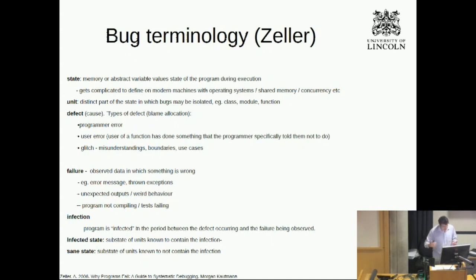And this is based on the concept of units. We can build that hierarchy of units and say which parts of the program are known to contain the infection. That's called the infected state, and which parts of the program are known to not contain the infection. That's called the sane state. And then there are other parts of the program that you don't know if they're infected or sane. So again, that's a lot of words, but having this vocabulary around helps us to be much more precise when we're dealing with bugs.